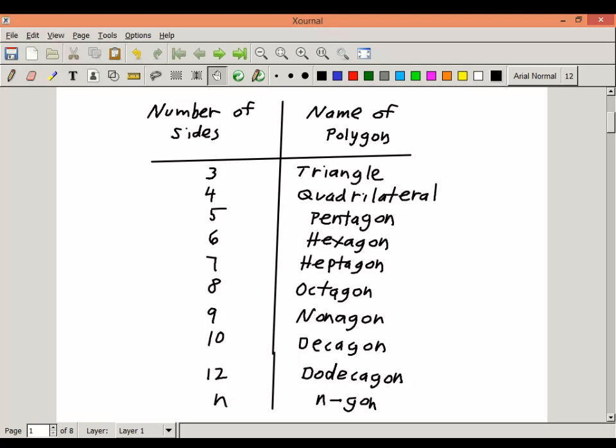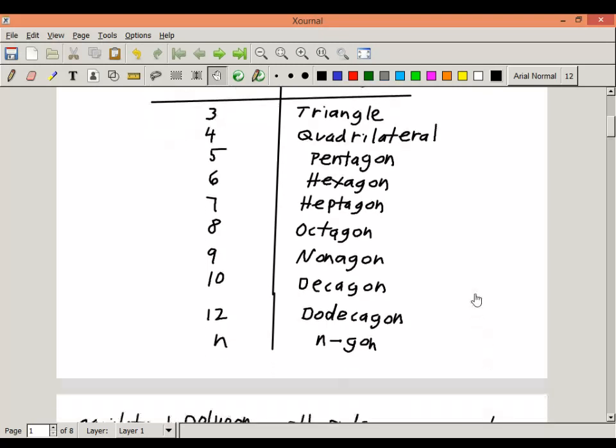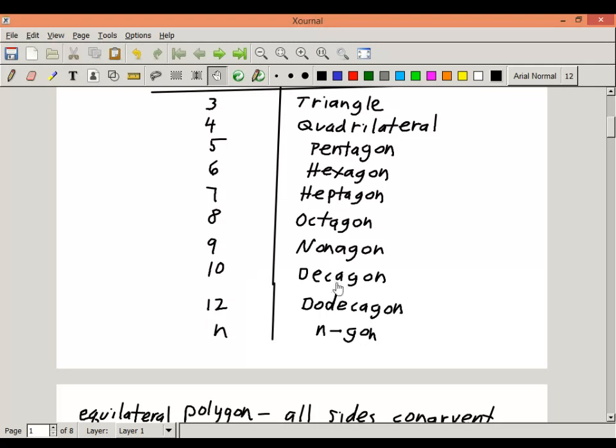A six-sided polygon is a hexagon. The seven-sided polygon is a heptagon. You're probably familiar with an eight-sided polygon. That's an octagon. That's a stop sign. A nonagon has nine sides. Nine and nonagon start with the same letter, so it's easy to remember that. A decagon has 10 sides, so 10 years in a decade, so 10 sides in a decagon. A 12-sided polygon is a dodecagon. And really, when you get above 12, there are names for some of them, but we just normally call them whatever, like a 13-sided polygon would be a 13-gon, and so on.